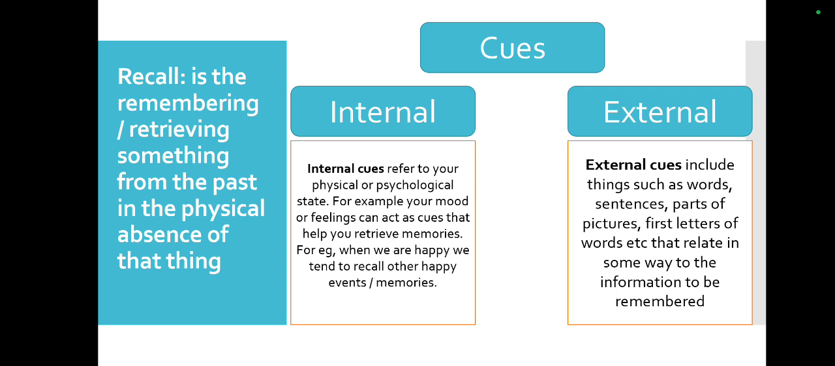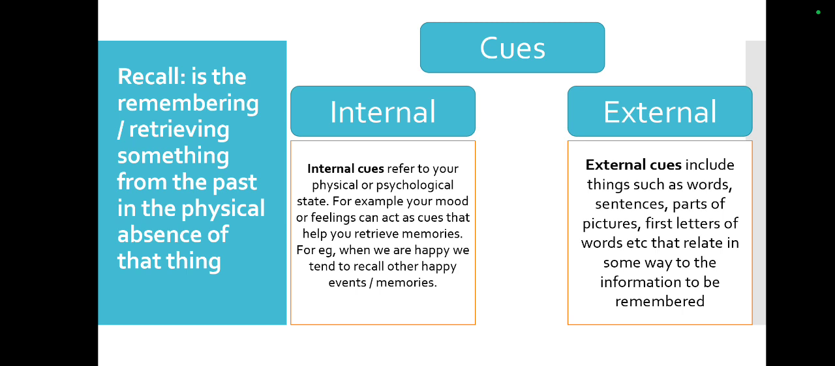So cues tend to fall into one of 2 headings. They can be either internal or external, and most of this is written in your booklet. So again, if you just want to highlight it. Internal cues refer to your physical or psychological state. So for example, your mood or feelings can act as a cue that help you retrieve memories. For example, when we are happy, we tend to recall other happy events or memories. Works all ways. If you're sad or you're frustrated or you're disappointed, you tend to recall other memories or events where you had the similar feelings. So internal cues are all kind of emotional or psychological.